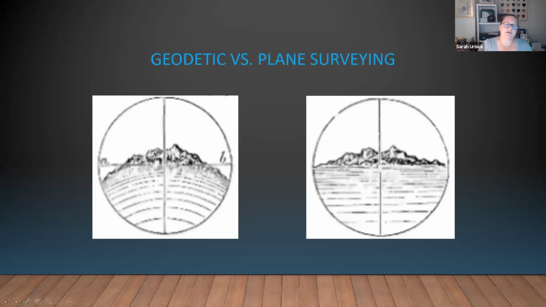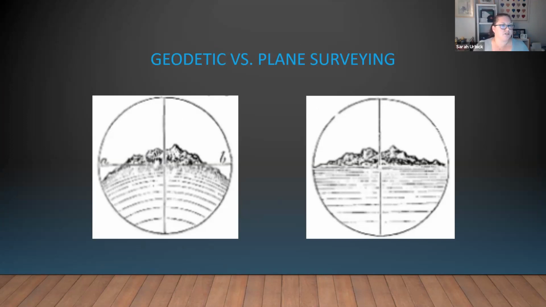So we talk about two different types of surveys, and these are horrible screenshots, but really they are the best that I could find. And I've also inherited most of these images from previous lectures, previous instructors. So the thing that we're going to look at here is the difference between geodetic and plane surveys. Okay.